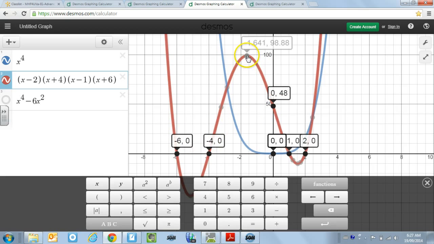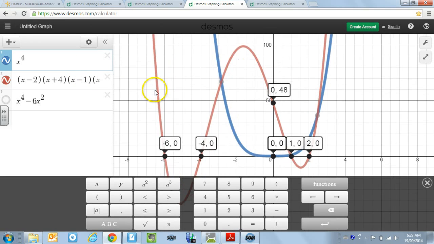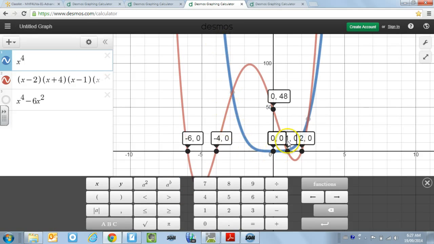And then again, stress that these other points I don't know, but what I do know is I have a fourth power expression. It will have the basic kind of a W shape, or a flat-bottomed W if it's just the basic x to the fourth. And so my graph's going to come down, hit negative 6, come down here to a certain point, then come back up, pass through negative 4, and so on.